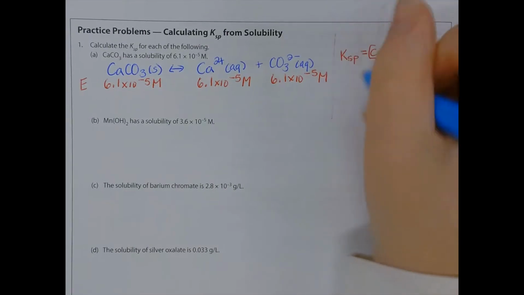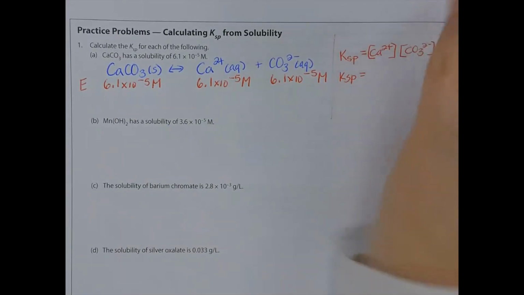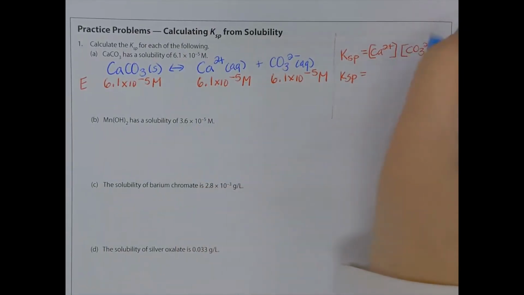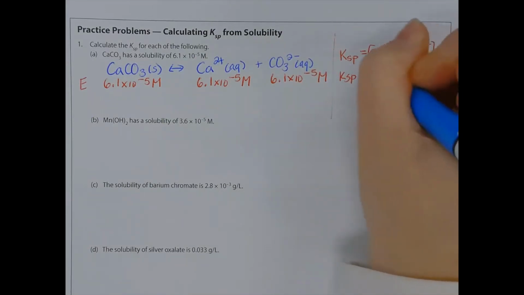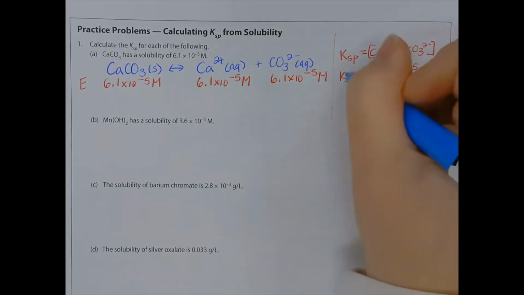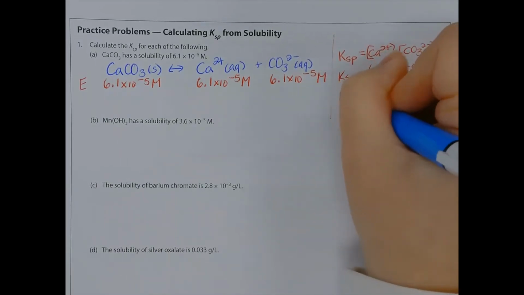Then, I'm just going to separate this out. We've got the value, the concentrations for each of these are 6.1 times 10 to the -5 molar. Since they're the same, I'm just going to write that number once. And we are going to square it. Actually, we don't have to include the units for our equilibrium constant. And then we can go ahead and calculate.